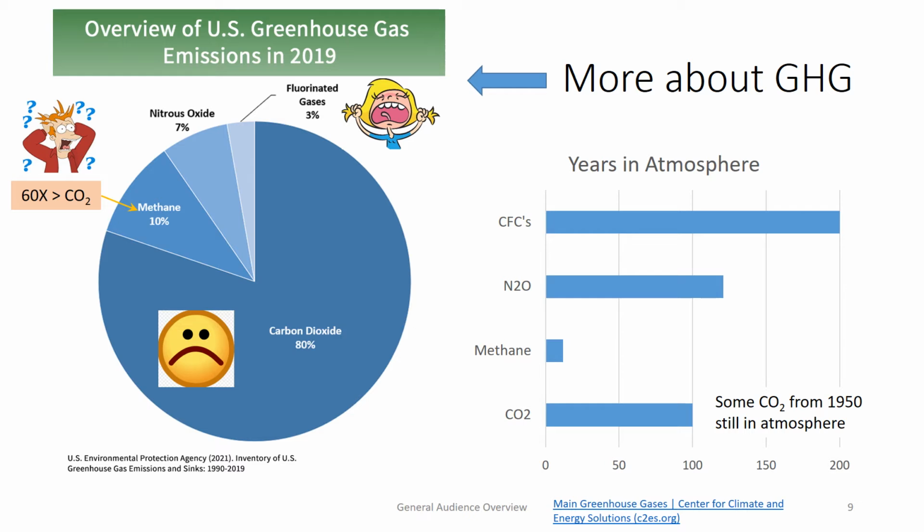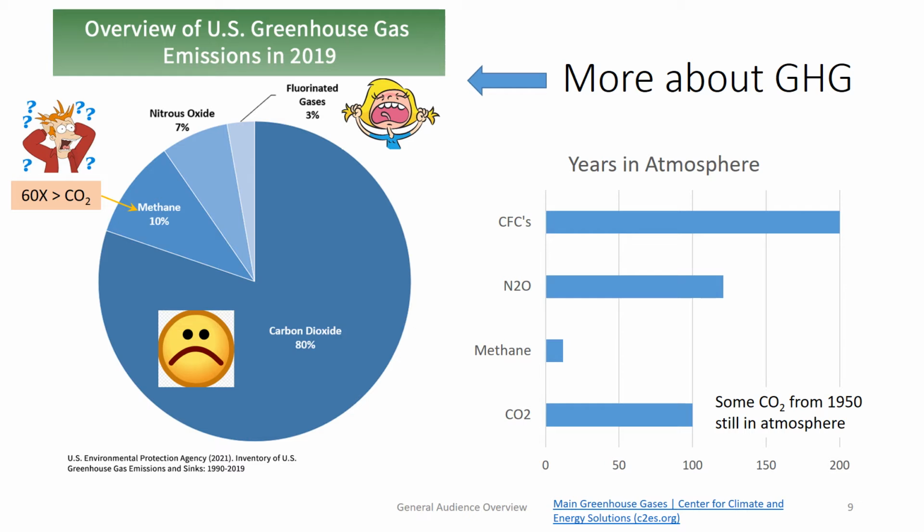Methane is only 10%, but methane is at least 60 times worse than carbon dioxide in terms of its effect on warming the earth. Then you've got some nitrous oxide and then the fluorocarbons that I mentioned.